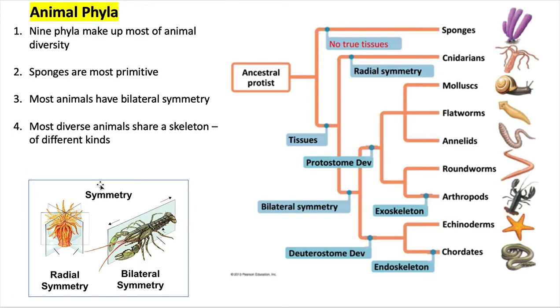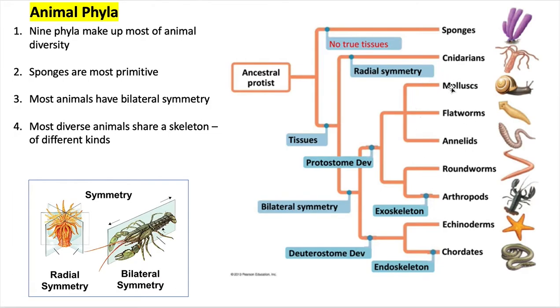So there are around 35 animal phyla. Phylum is the singular, a level in the classification of life. There are 9 phyla that make up most animals, and you need to be familiar with them. So 1, 2, 3, 4, 5, 6, 7, 8, 9. Sponges, the most primitive of all animals. Jellyfish, members of this group, Cnidaria, are the next most primitive.